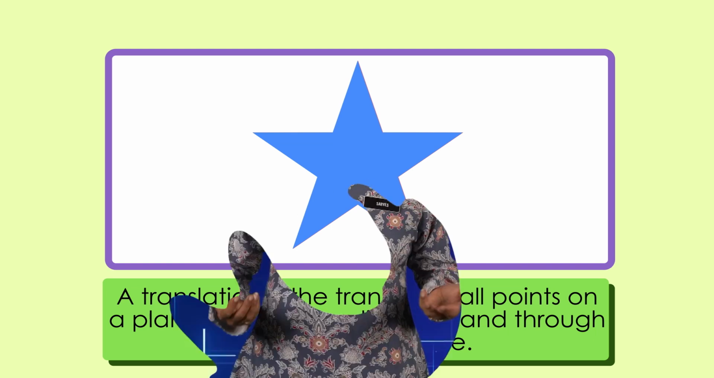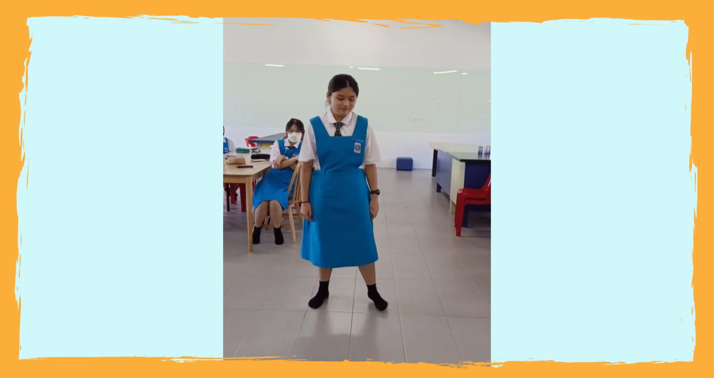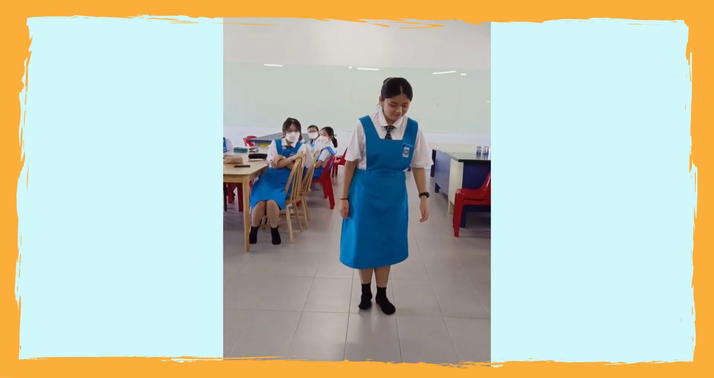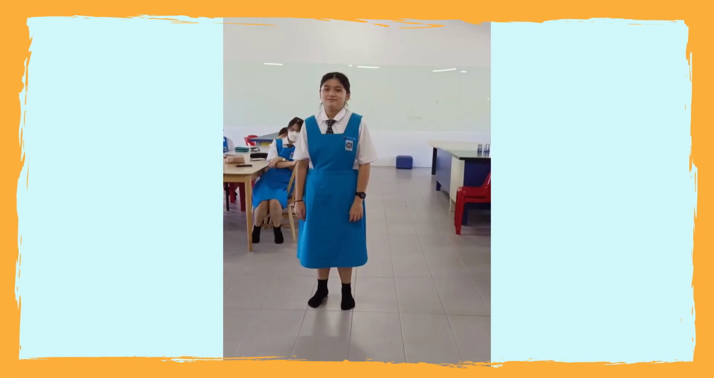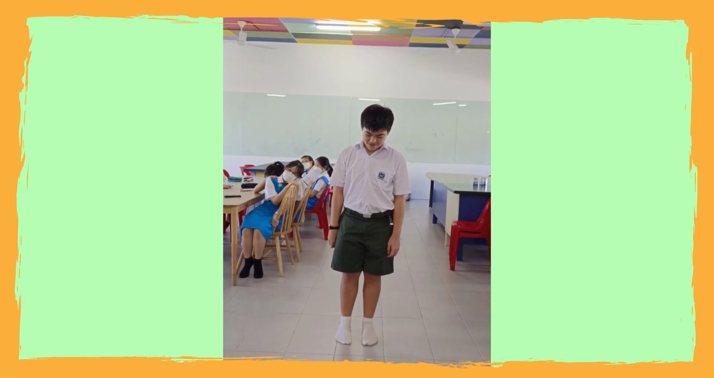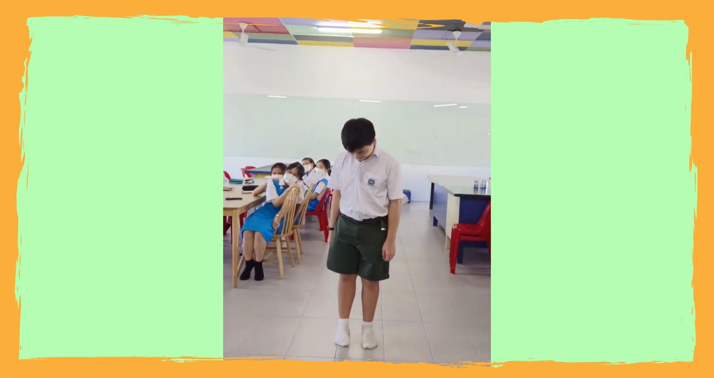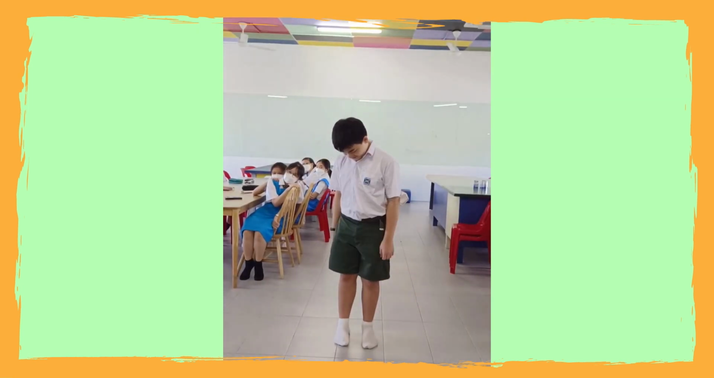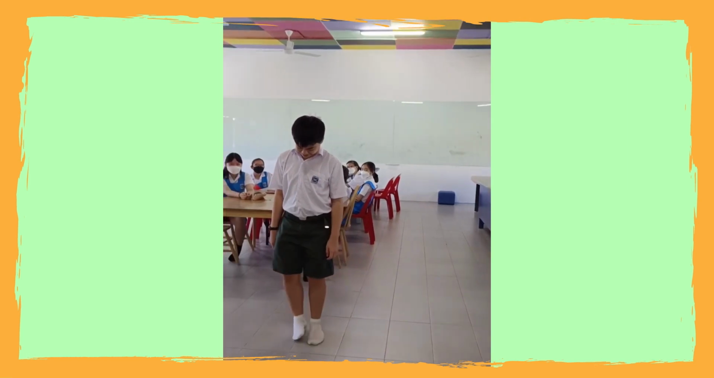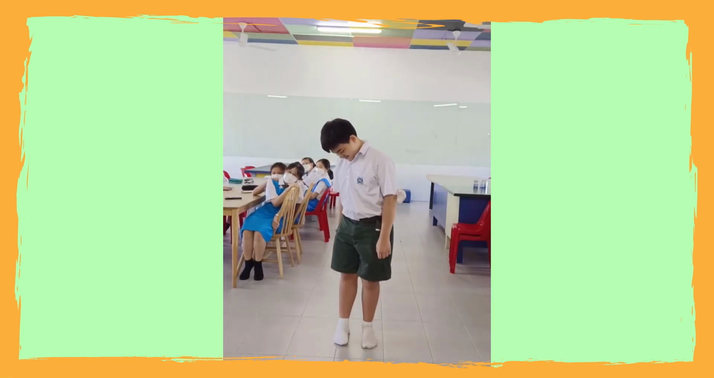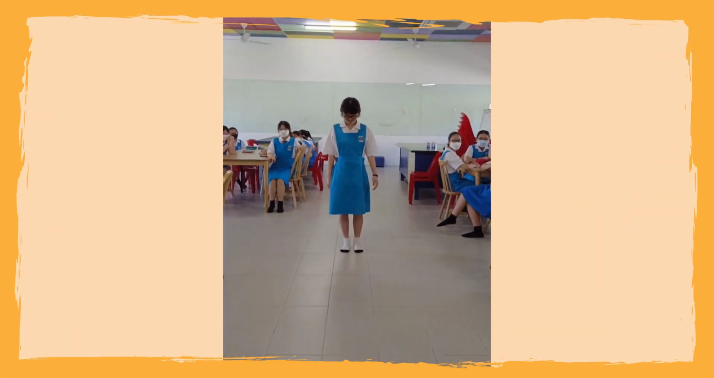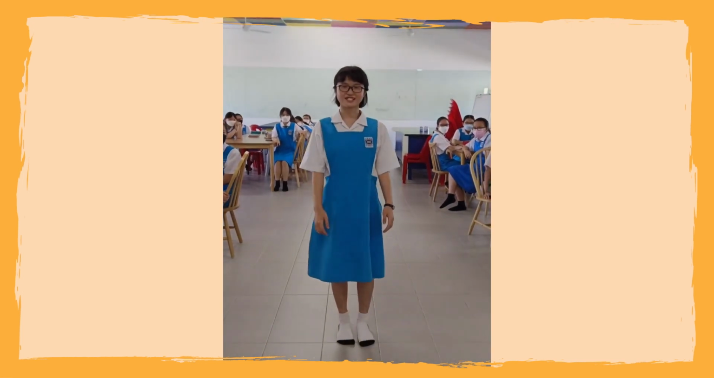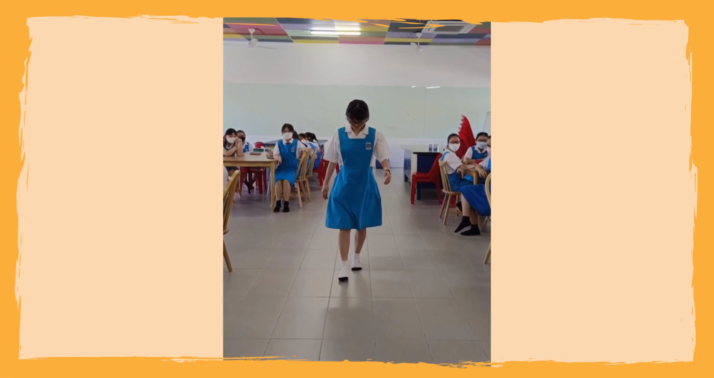Well, pupils, how do we describe a translation? Let's watch this video. Okay, Bernice, slide 3 to the right of your x-axis. The pupil moves 3 steps to the right. Slide 5 steps to the left of your x-axis. The pupil moves 5 steps to the left. Okay, Jingwan, walk 4 steps down your y-axis. Now, the pupil moves 4 steps backwards.